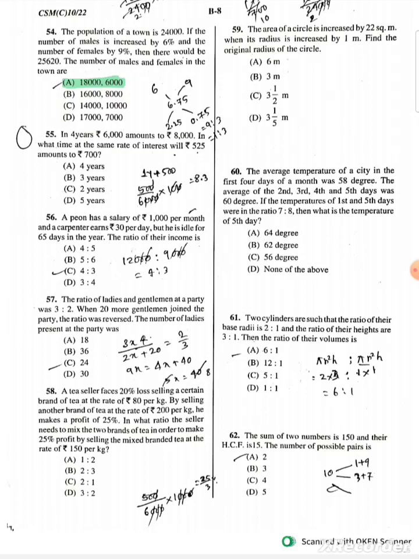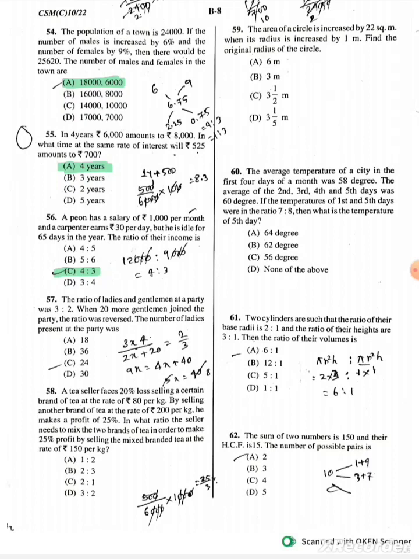In 4 years, 6,000 amounts to 8,000. In what time at the same rate of interest will 525 amount to 700? In 4 years. Option A. A peon has a salary of rupees 1,000 per month and a carpenter earns rupees 30 per day, but he is idle for 65 days in the year. The ratio of their income is 4:3.